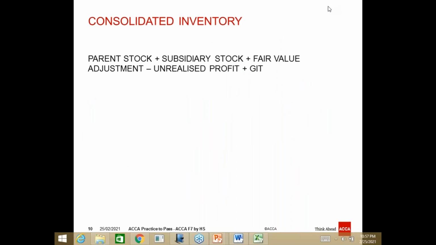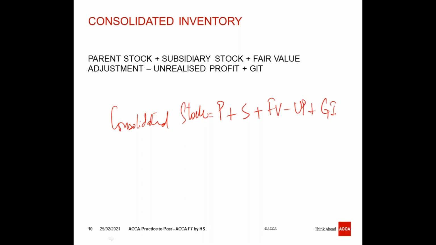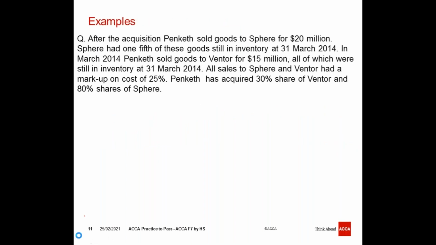Now the question is, at what value should we report the consolidated stock? Consolidated stock should be reported by adding the parent company's and subsidiary company's stock, plus if there is any fair value adjustment, then it should be added here. Then unrealized profit plus goods in transit. This is the format that we use for stock.